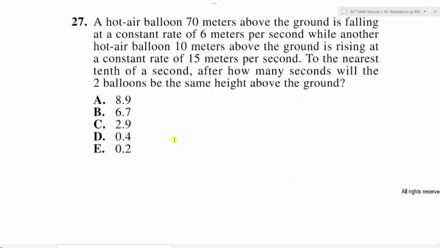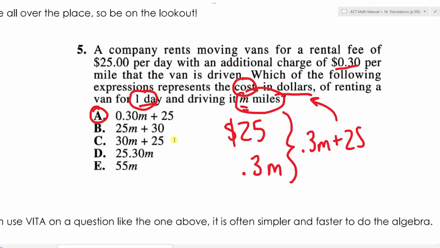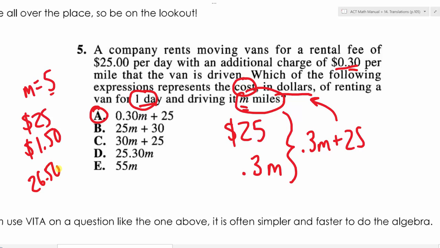Number 27, definitely the hardest of all of these. By the way, back on number 5, notice you do have variables in your answers. So for those of you who might struggle on a question like this, hopefully too many of you did not struggle, but if you are struggling on a question like number 5, you could throw in a value for M. You could say, well, I'm going to drive 5 miles, and then the fee would be the $25 for the day. If you drive 5 miles at this $0.3 per mile, that would be an additional $1.50 that you would pay, so you'd be paying a total of $26.50, and indeed answer choice A would come out to be $26.50.